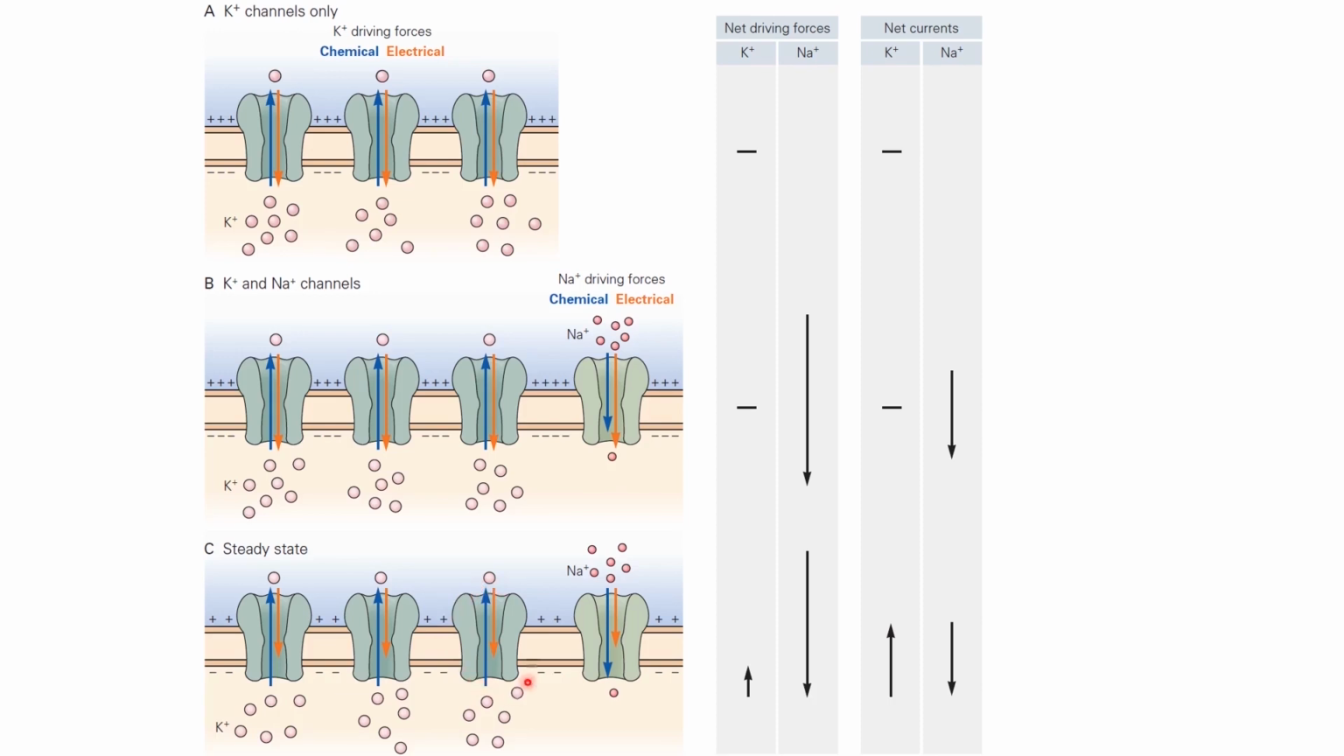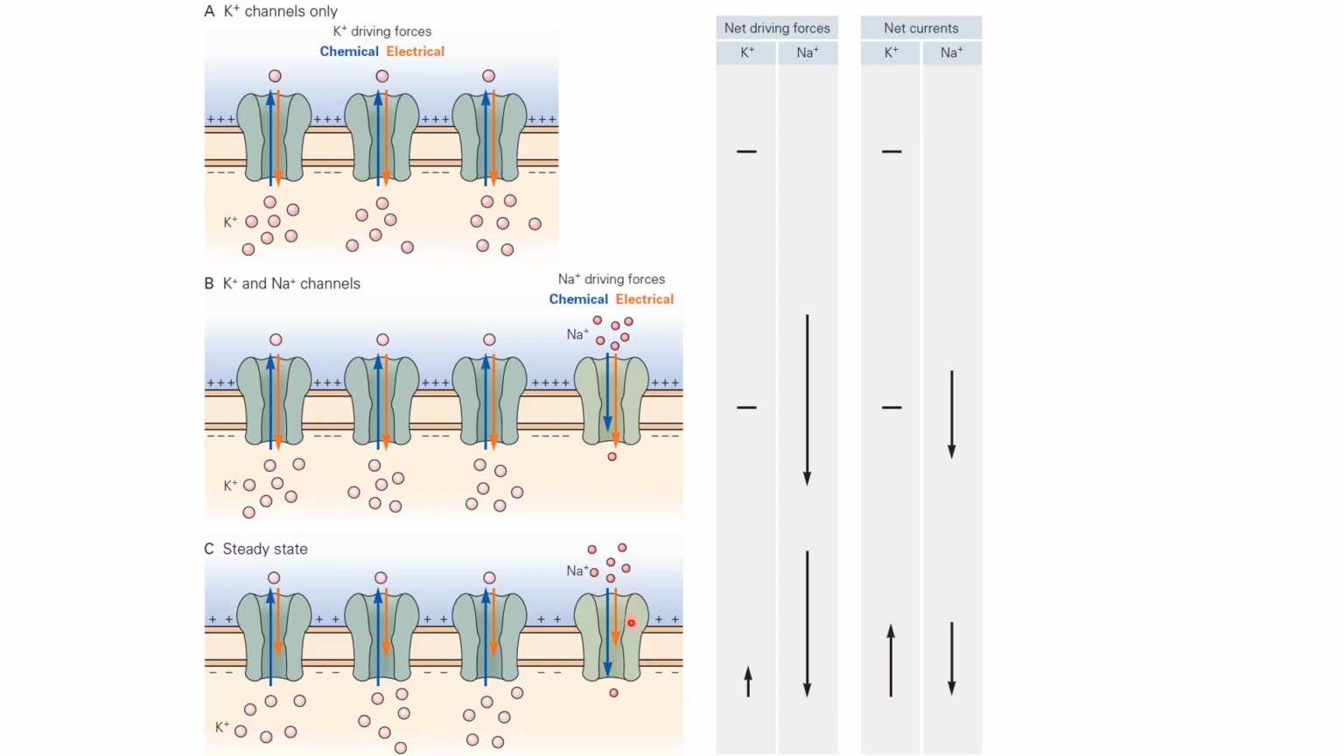and therefore now there will be a net driving force on potassium ions towards outside, which will be the difference of these two driving forces. So there is some small driving force on potassium ions towards outside, but because the number of potassium channels is large, there will be a relatively large current through the potassium channels towards outside.